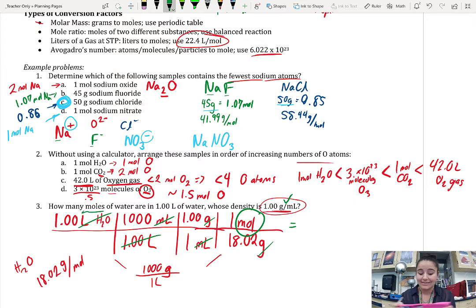And we basically have 1,000 divided by 18.02. And we get our answer of 55.5 moles of water. Okay, cool.